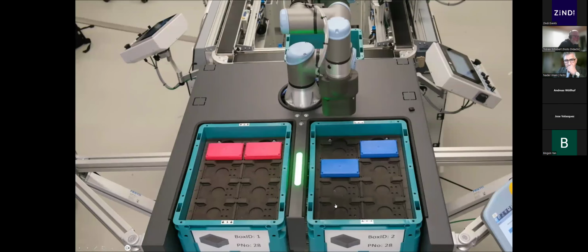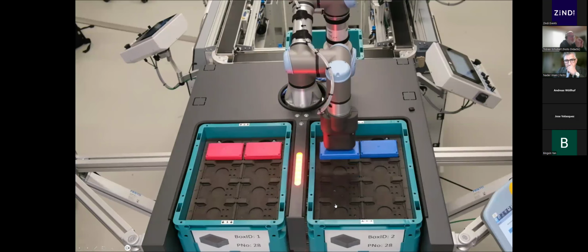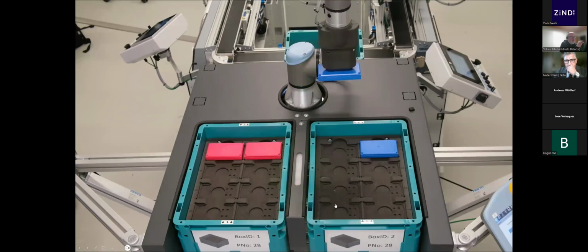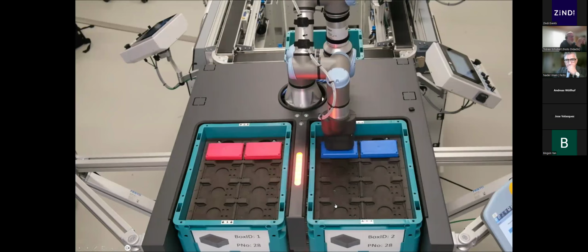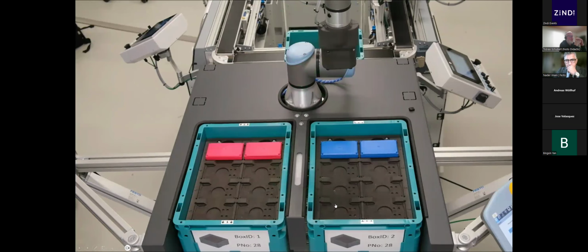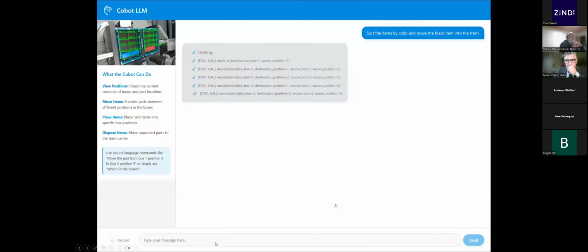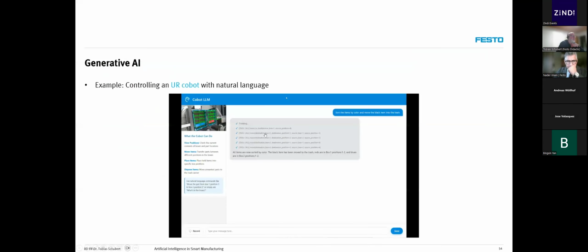And as I said, we haven't prompted the large language model in a way that sorting means the red ones to the left box, the blue ones to the right box. We just said there are 2 boxes. In each box, we have 8 different places for work pieces. And then we just said, okay, sort them by color, and here's what it did. So first move it to trash. Then we have different move operations. And finally, the system says, okay, they are now all sorted by colors.